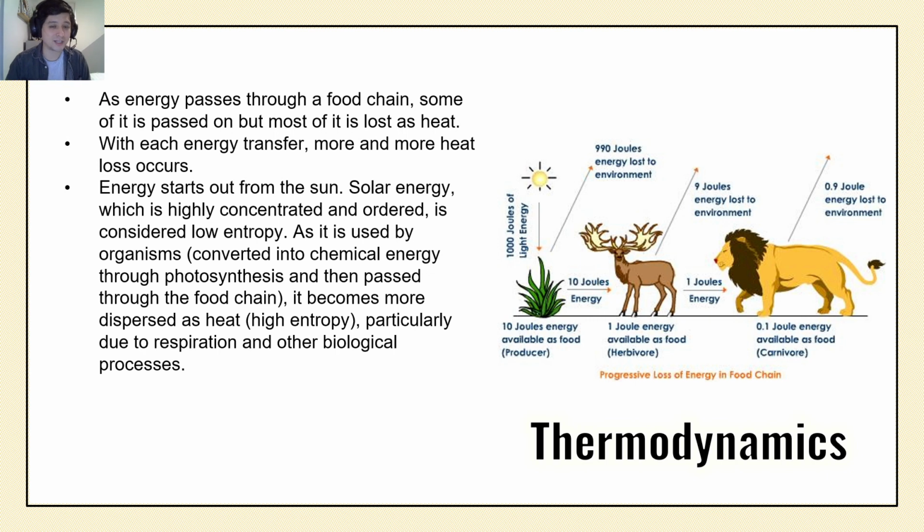As energy passes through a food chain, some of it is passed on, but most of it is lost as heat. With each energy transfer, more and more heat loss occurs. Energy starts out from the sun. Solar energy, which is highly concentrated and ordered, is considered low entropy, as it is used by organisms, converted into chemical energy through photosynthesis, and then passed through the food chain.